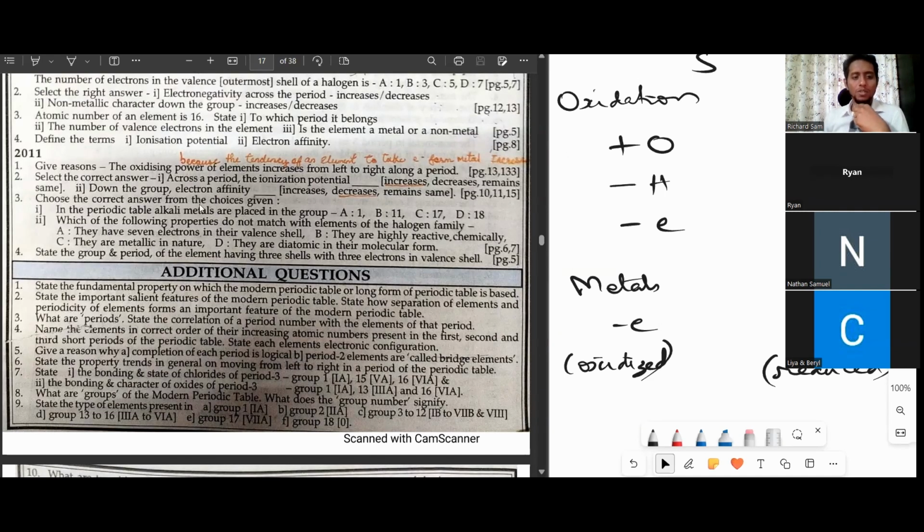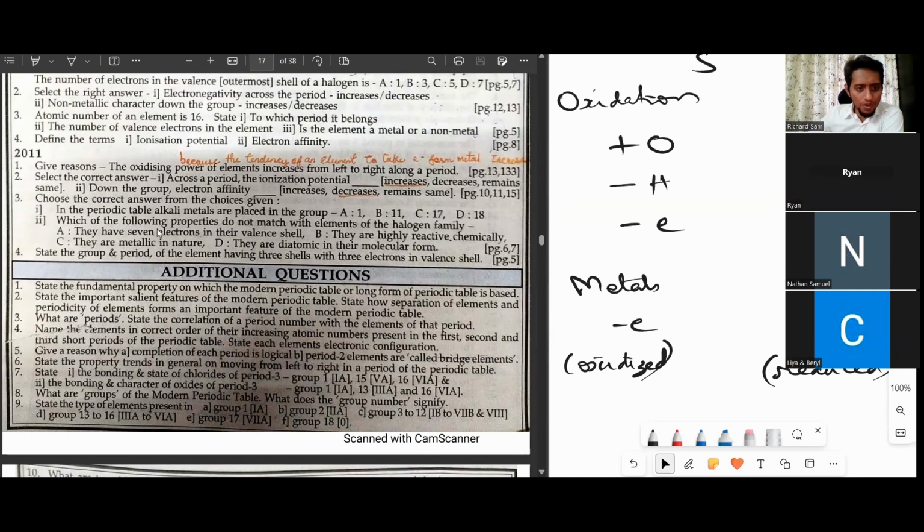Okay, next. Choose the correct answer from the choices given. In the periodic table, alkali metals are placed in which group? Group one. First group elements are called alkali metals. Group 2 elements are called alkaline earth metals. Group 7A or 17 are called halogens. Then group 18 or 8A or zero group is the inert gas, noble gas, also called rare gases.